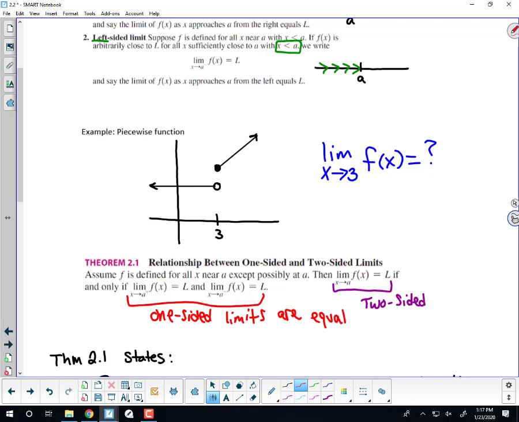So we'll erase our question mark, and we'll say this thing does not exist. Why? For the very reason we just talked about here. In order for the two-sided limit to exist, the one-sided limits have to be the same. So we did this one here. Let's ask the question, what is the limit as x approaches 3?